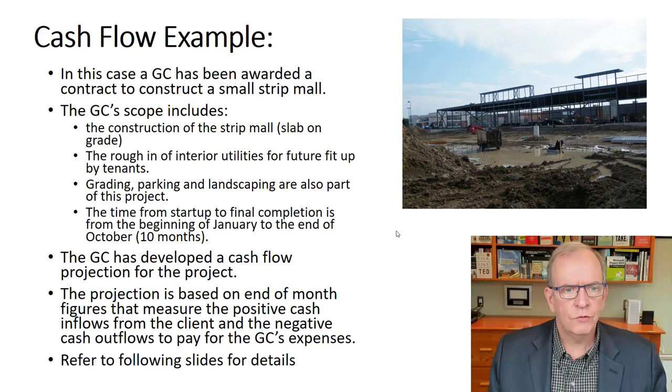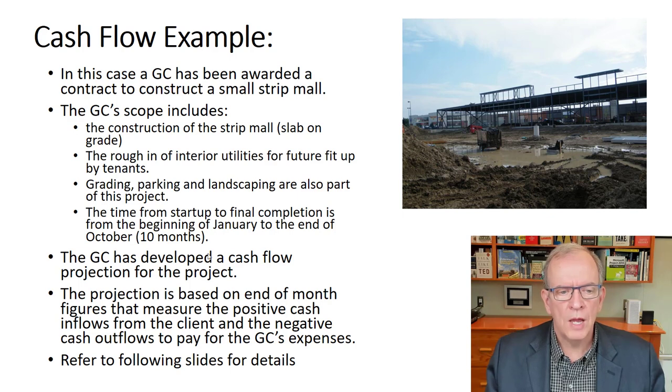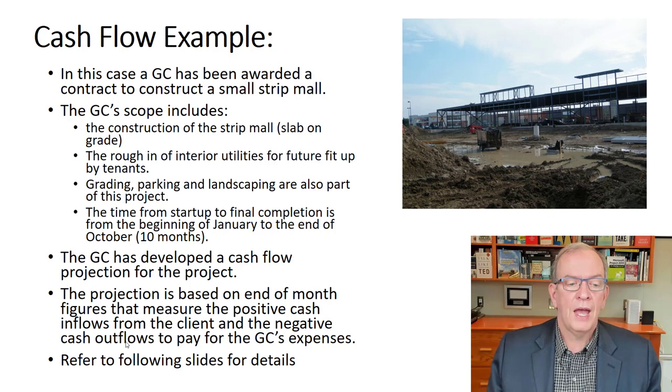So the cash flow example is for a strip mall, and we have a strip mall that's being constructed, and the contractor has developed a cash flow statement, and the construction time period is expected to be 10 months. So they've projected out for 10 months how the cash flow will flow for this particular strip mall. And it's based on end of month figures that measure the positive cash inflows from the client and the negative cash outflows to pay the GC's expenses.